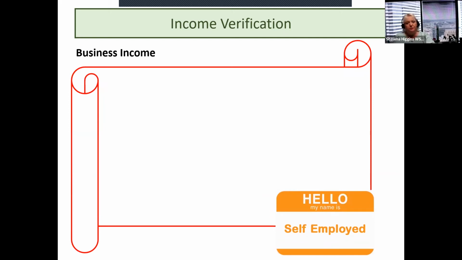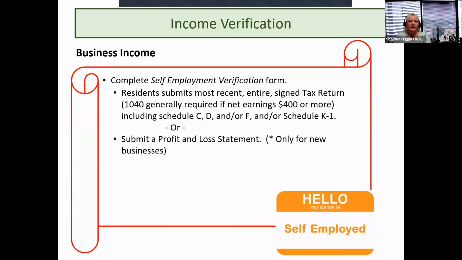All right, now we're going to take a look at business income. So someone is self-employed. You're going to have them complete the self-employment verification form. And the resident is going to submit the most recent entire signed tax return. I want to reiterate, signed tax return. If it's not signed, then you want to have the page that shows that it was e-filed by their accountant or whatever entity. If they do it themselves, you want to have that form as well.